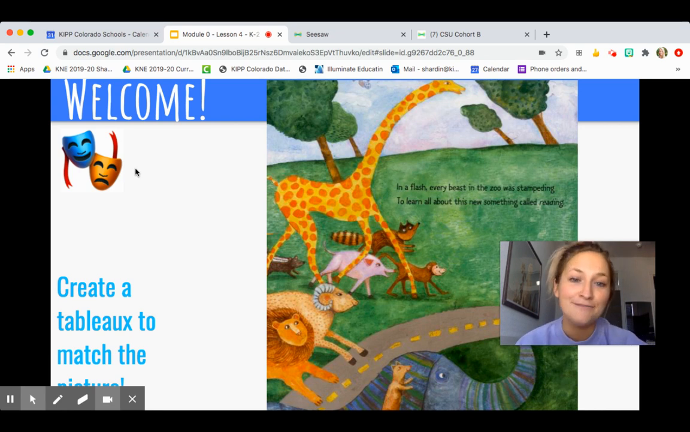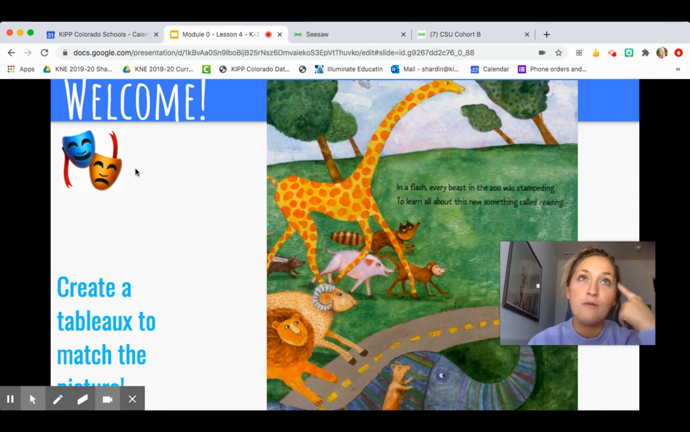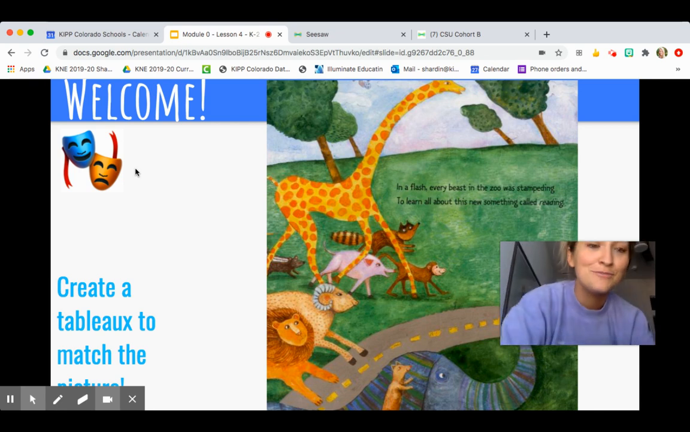It says, in a flash, every beast in the zoo was stampeding to learn all about this new something called reading. So I'm remembering from our last lesson that we added the word stampeding to our word wall, and that means to run super crazily. So for my tableau, I'm going to stand up, tilt my screen up a little bit, and I'm going to pretend like I'm running super fast, stampeding, and I'm going to freeze like that.